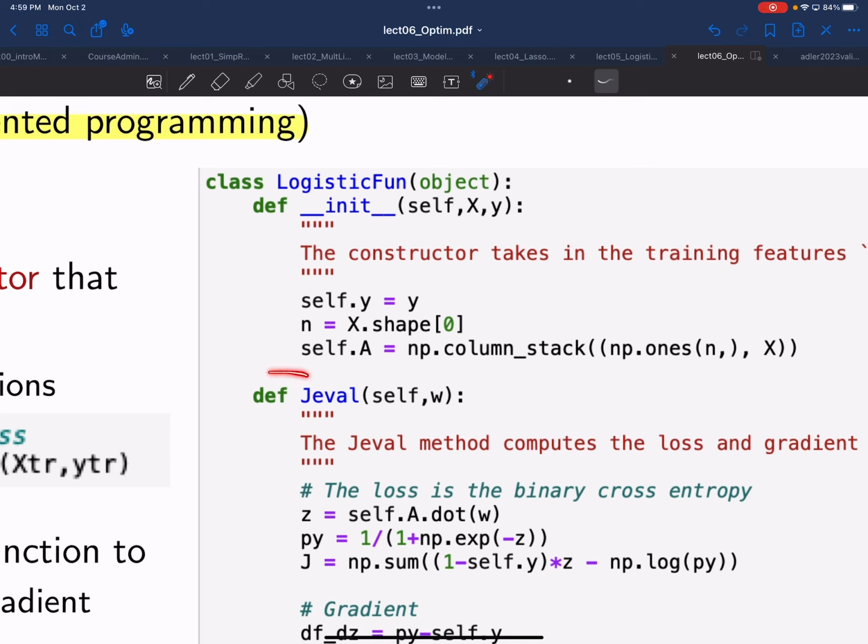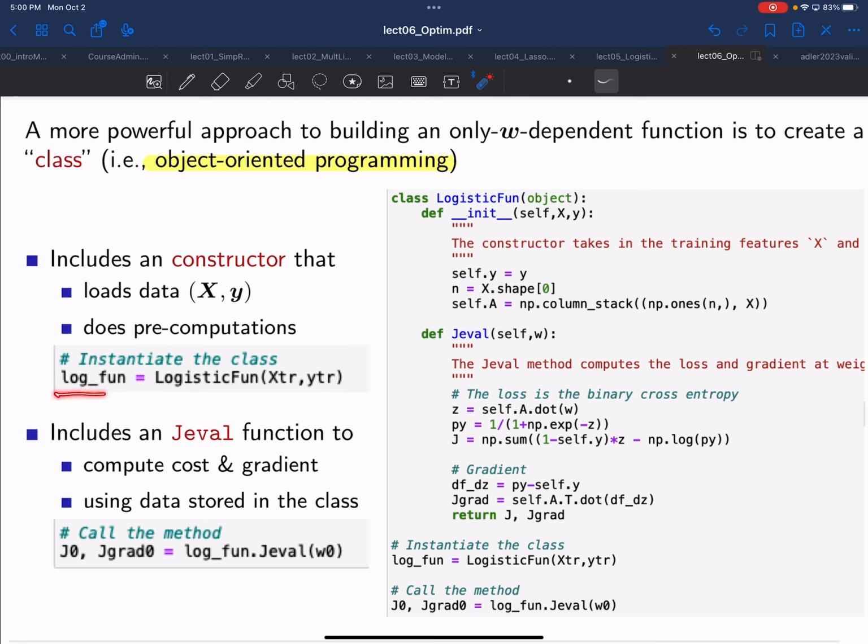So we're going to create this other function, j-eval, and it's going to have access to this self thing, which means it's going to have access to y because we stored y internally. Then we make this temporary variable n, which is just the number of training samples. And notice we're not storing this in self. This is just a temporary thing. We don't really need to save it. We're just using this to make the ones vector the right length. We're making the A matrix, but we are going to store the A matrix as an internal variable. So once we do this once at the beginning, now we've stored y and A.